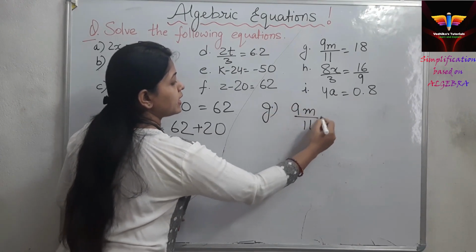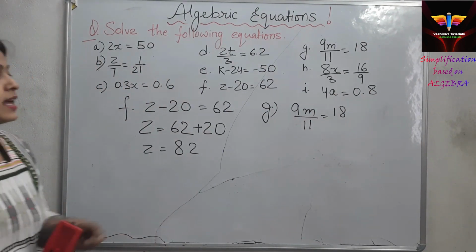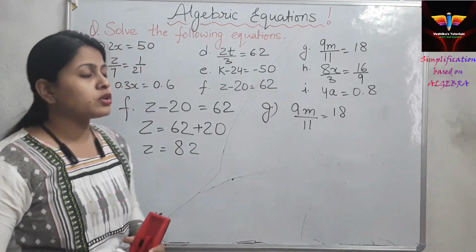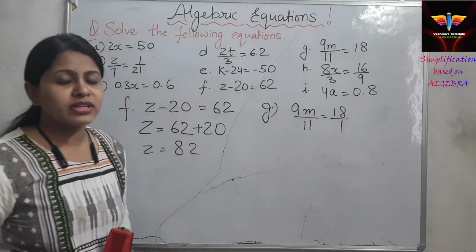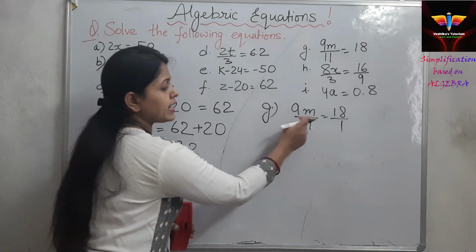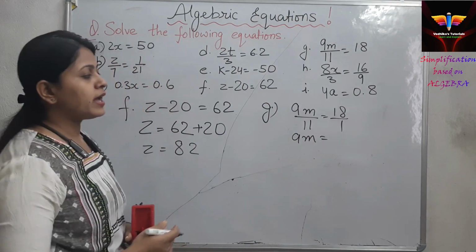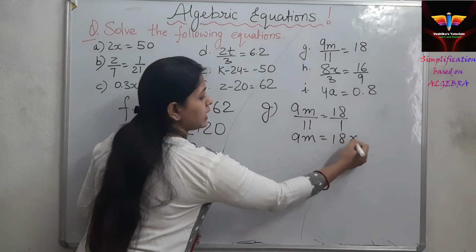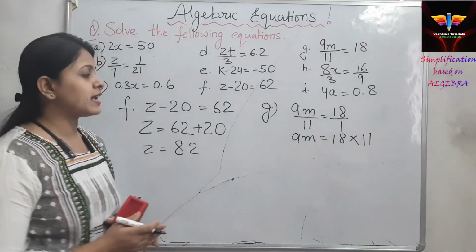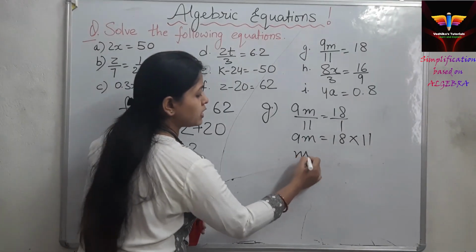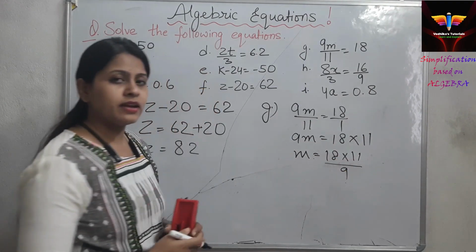Now number G: 9m divided by 11 is equal to 18. Again same thing. In the LHS there are numerator and denominator both, and in the RHS there is only numerator, so we can assume that there is 1 in the denominator. Now 9m multiplied by 1, 9m is equal to 18 into 11. We can multiply it also or we can write it like this also. Now m is equal to 18 into 11 divided by 9.